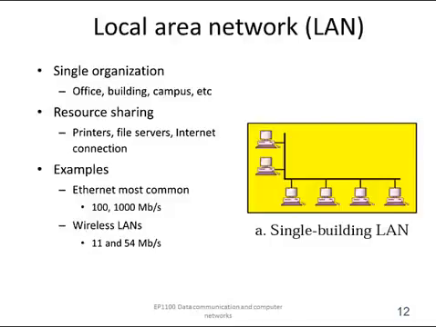It's used for sharing resources such as printers, file servers, and connection to and from the internet. Examples are the wired Ethernet, going up to gigabit per second, and the wireless LANs, the Wi-Fi.